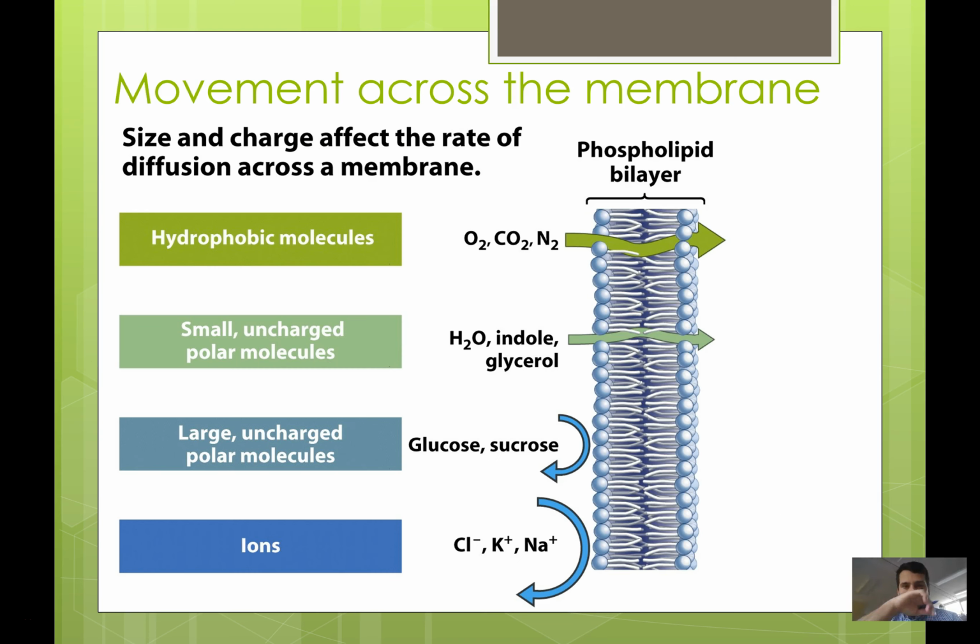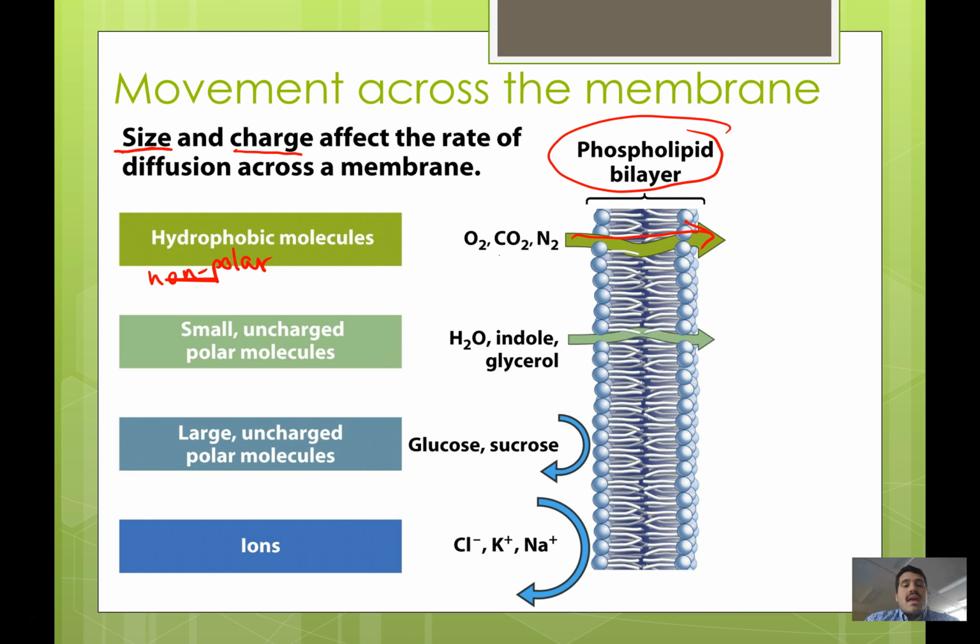So different substances can actually move across the phospholipid bilayer, and what decides whether they can or not is their size and their charge. Okay, so let's start up here. Hydrophobic molecules, so these are non-polar molecules, can just naturally pass through the membrane, especially if they're quite small. For example, oxygen, carbon dioxide, and nitrogen gas. They just flow through the membrane according to the concentration gradient.